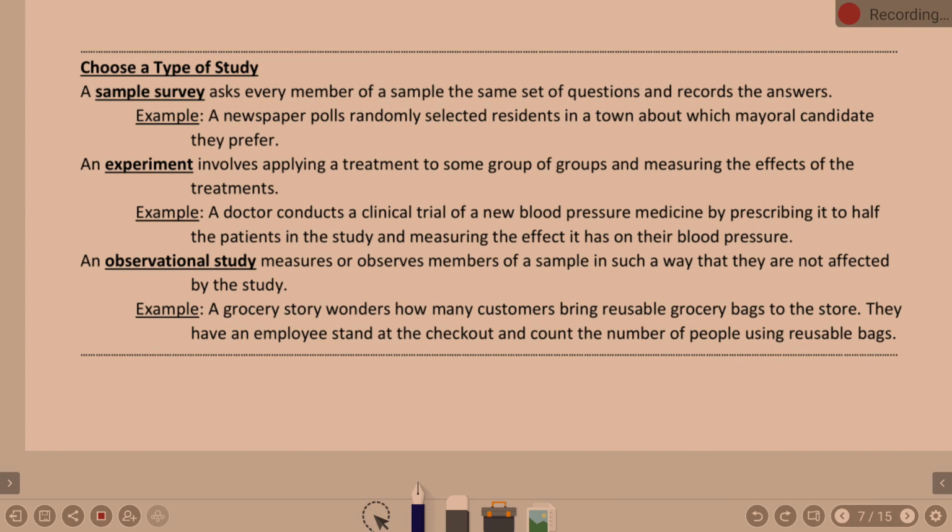Measures or observes, key thing there, members of a sample in such a way they are not affected by the study. So observational, you're more observing, you're not necessarily interacting, but just observing. The example, a grocery store wonders how many customers bring reusable grocery bags to the store. They have an employee stand at the checkout and count the number of people using reusable bags. They're not going up and questioning people, asking them, they're just watching. Okay, so observational study. So those are the three different types of studies we're going to talk about. So keep that page handy, because what we're going to do on the next page now is go and talk about the different possibilities here.